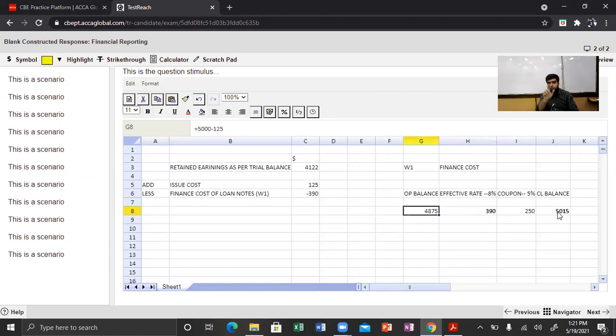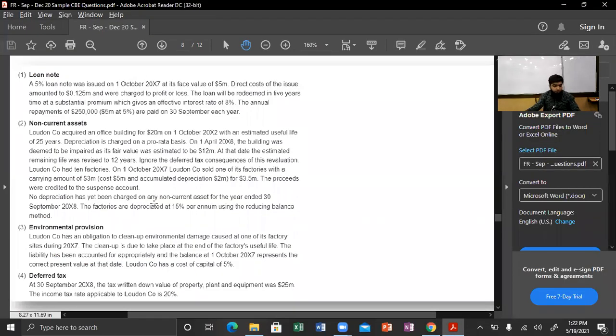Because remember, the loan note initially we recognize as 4875, but subsequently in the balance sheet it will be recognized at amortized cost, that is 5015. Once we prepare the balance sheet, we will look at that in that area. Okay, now let's move on to the next adjustment, that is with respect to the non-current asset.